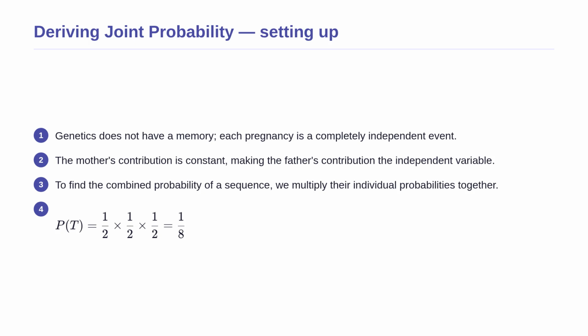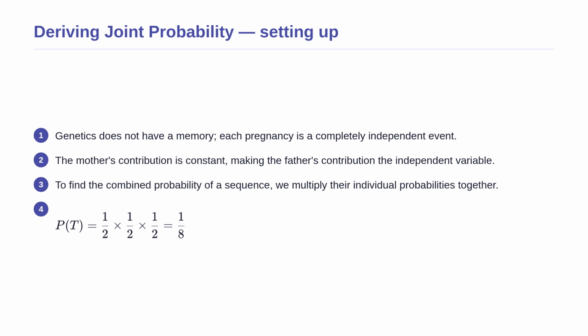Now that we have calculated the result, let us break down the mathematical reasoning behind it. Why do we multiply these fractions? This chunk of our proof establishes the rule of independent events. Because the mother's contribution is constant, the father's genetic contribution acts as the independent variable that completely dictates the outcome.